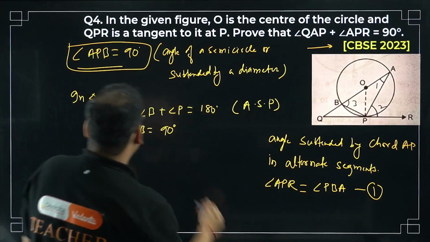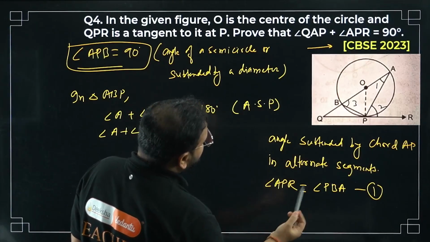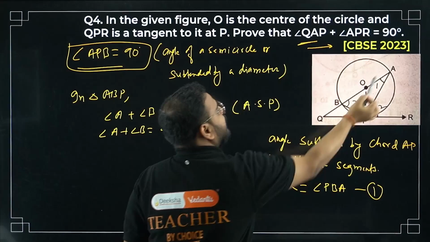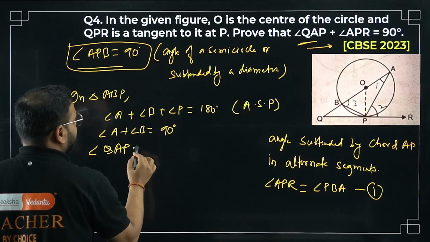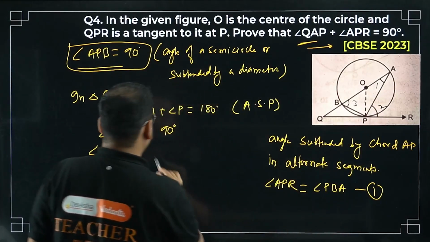Name of angle A, sir. Name of angle A is QAP from here. QAP, because we want that only. That's why QAP is the name of the angle A. So angle QAP. Now what is angle B? Angle B is nothing but PBA.